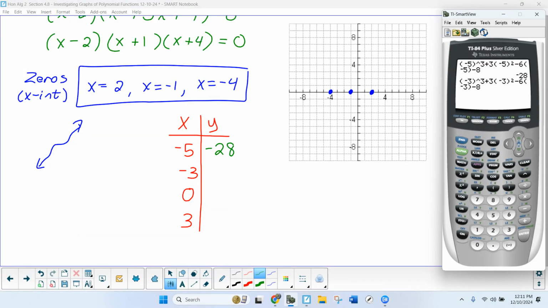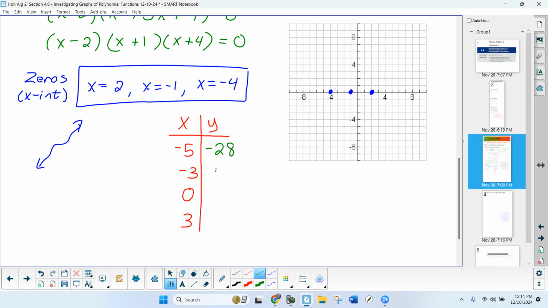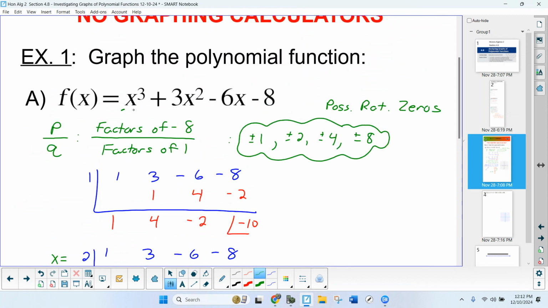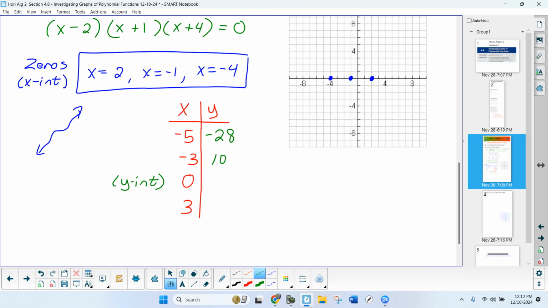And what'd you guys get for -3? You get 10. Don't even put 0 in. 0's the y-intercept, right? Isn't this the y-intercept? Yeah, when you let x be 0, what's y? When you let all these x's be 0, what's y? -8. Okay, plug in 3. I usually start over when I change from the negatives to the positive because I get annoyed having to delete all the negatives. Did you guys already plug in 3? Yeah. What did you guys get?